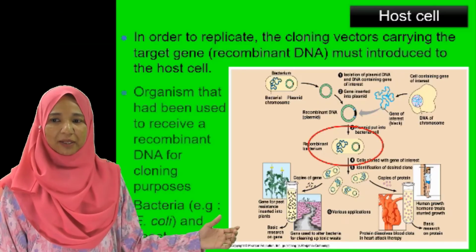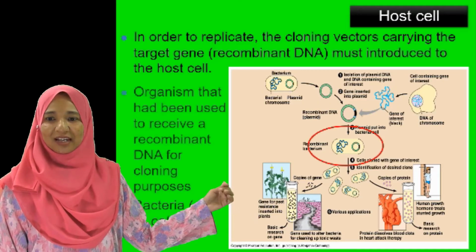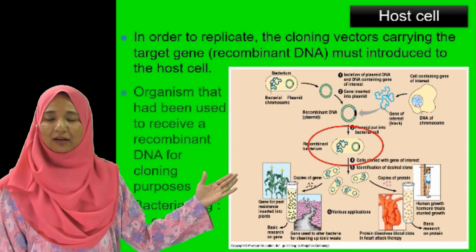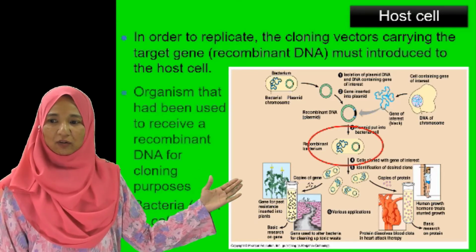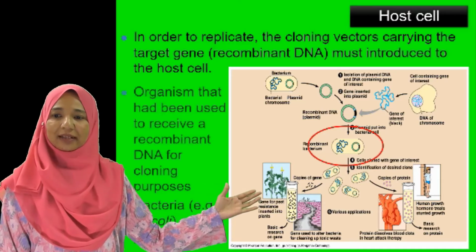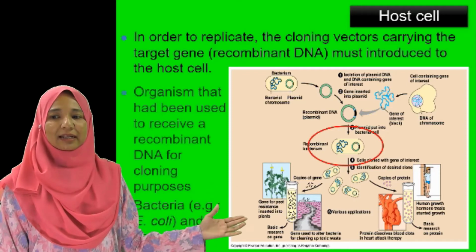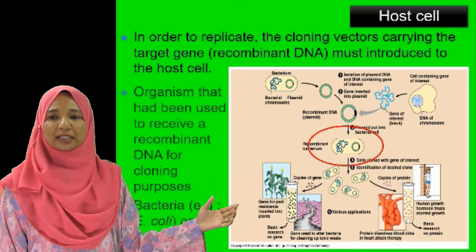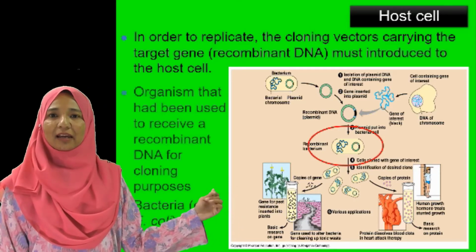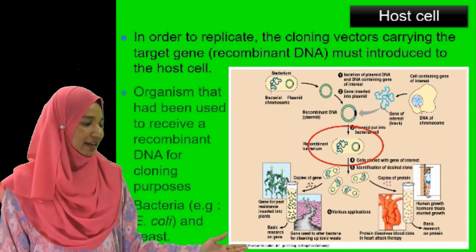In order to replicate the target gene, the host cell is needed. It works by carrying cloning vectors that contain the target gene, also known as recombinant DNA. A host cell is an organism that has been used to receive a recombinant DNA for cloning purposes, such as E. coli and yeast.